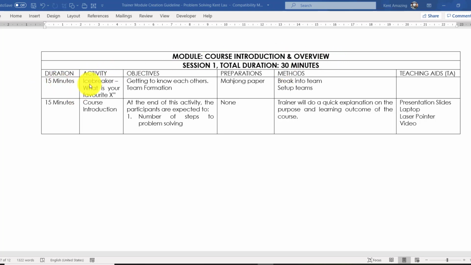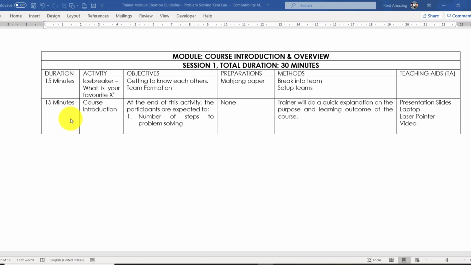The first 15 minutes is icebreakers, and we have a game called "What is your favorite?" That helps everyone get to know each other. It's surprising, right? In that case, we will break into teams, and we need the mahjong papers, and perhaps the team names as well.